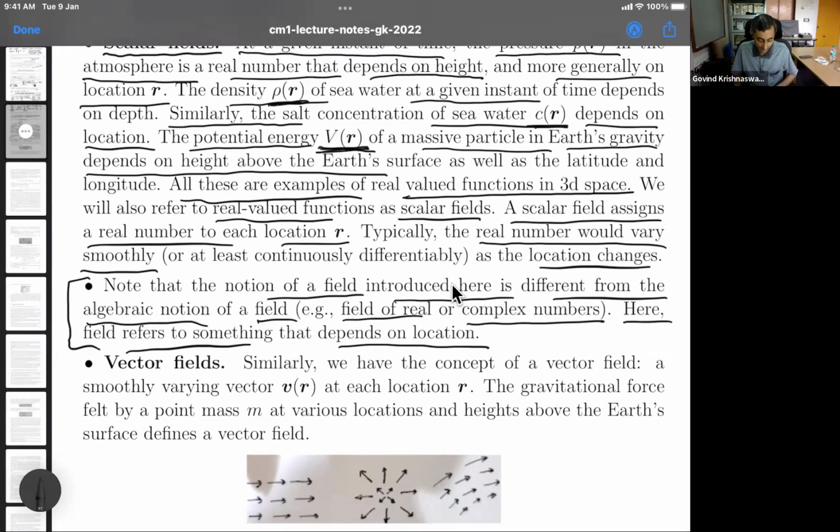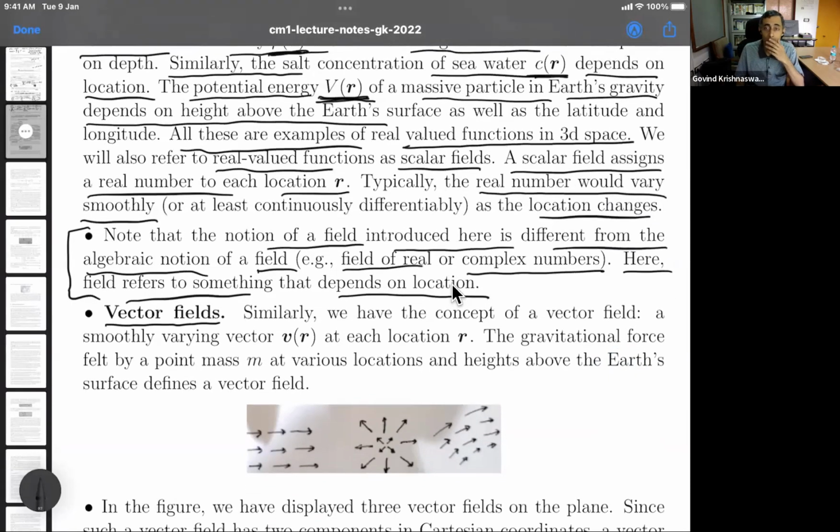So as on cue, let us move to vector fields. If you don't like the name scalar field, simply think of it as a function, a real valued function of 3 variables. That's it. Any other questions?